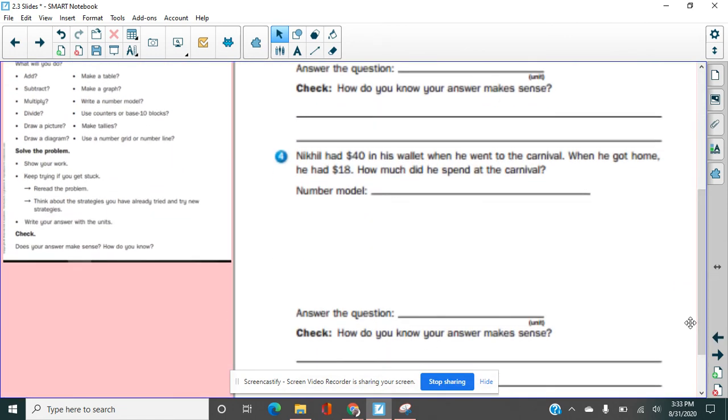Because what you're showing is that you can meet the goal today. The goal today was to be able to solve number stories. We're going to get really good at this, at understanding. We have to be careful readers in order to make sense of the number stories.